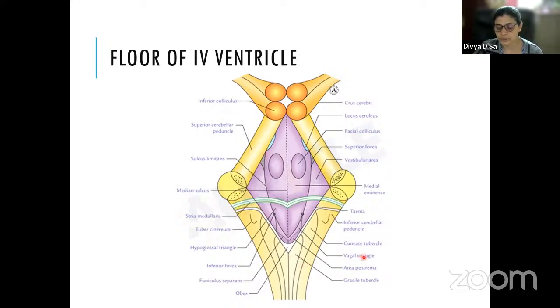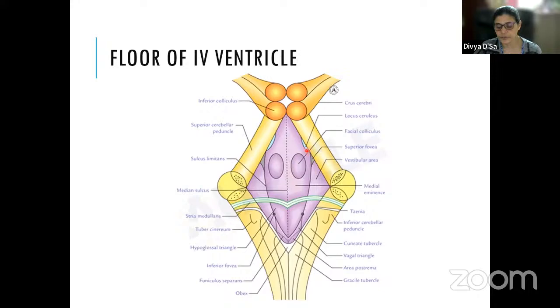The region which is more lateral to the sulcus limitans will be the vestibular area. So from the median plane to lateral, there is the median sulcus, then the median eminence, then the sulcus limitans and the vestibular area. Now the superior end of the sulcus limitans will widen into a triangular depression, which we can see here. This depression is called the superior fovea.